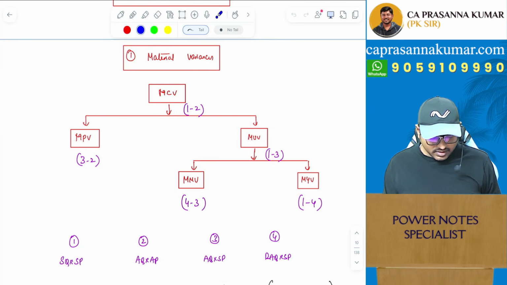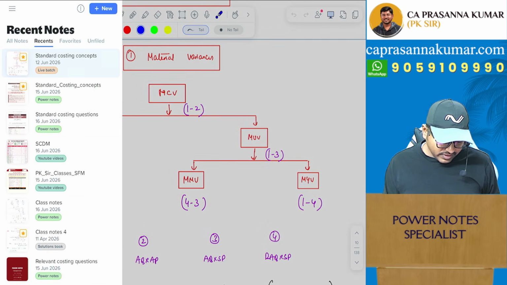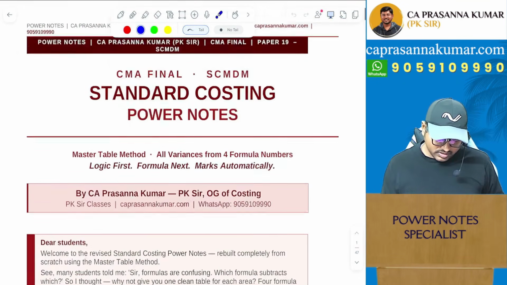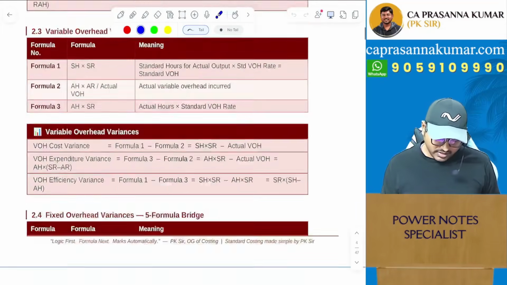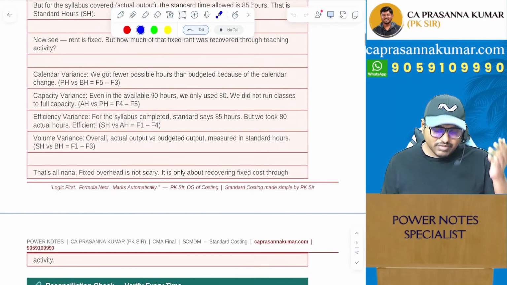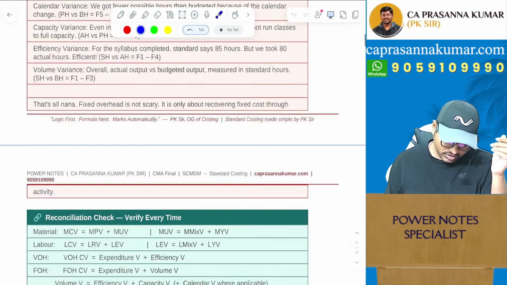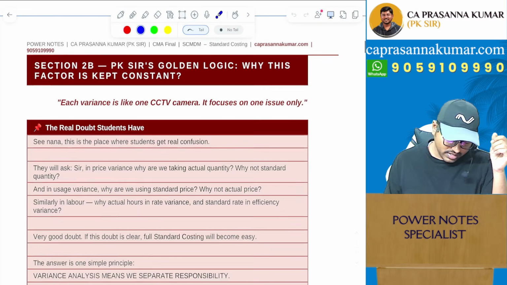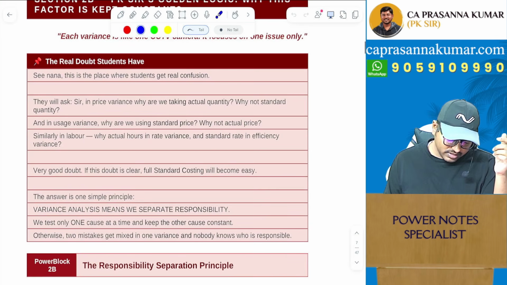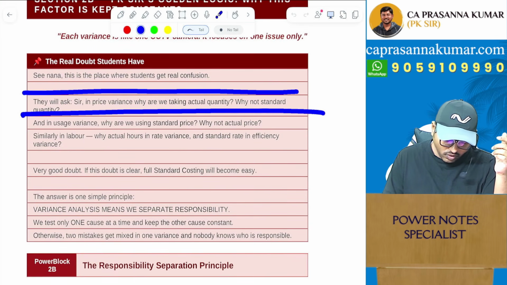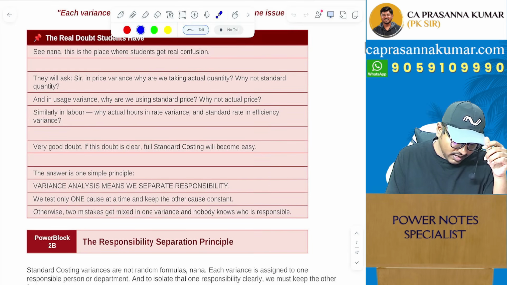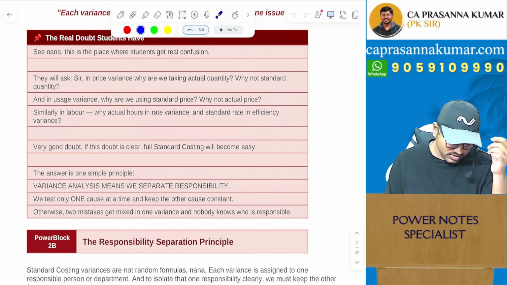Nana, I'll show you the material that I've made ready for CMA Final SCMDM. Can you see the material over here? So this is a standard costing material, the power notes that I've made ready. I'll be starting the SCMDM batch after the results in the month of August. In Hyderabad, the face-to-face classes will be started. But the point that you need to understand is that, as you can see, the material is purely concept-based and I made it very simple. If you can see, I've used my own words also because I usually call the students Nana and all that. So all your doubts have been taken into picture over here.